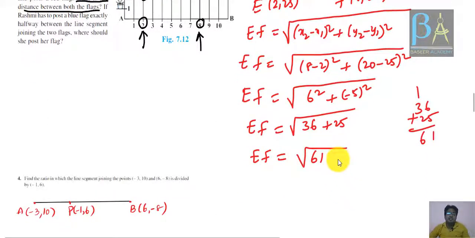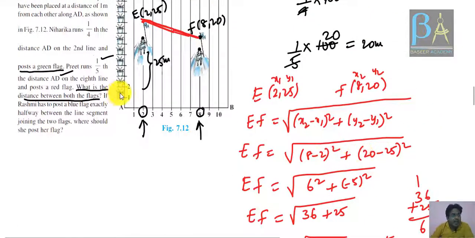So I see that the distance between the two flags is root 61 meters. Now then it says if Rashmi has to post a blue flag exactly halfway between the line segment joining the two flags, where should she post her flag? Now Rashmi wants to post a blue flag right in between the points E and F. So where would she post the blue flag?